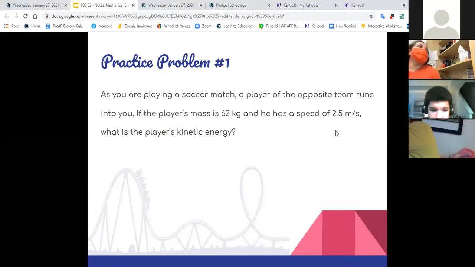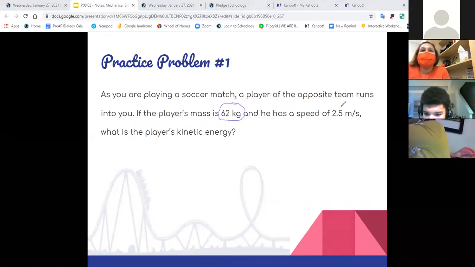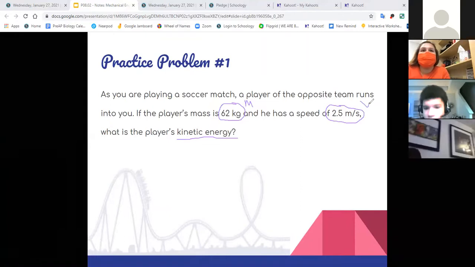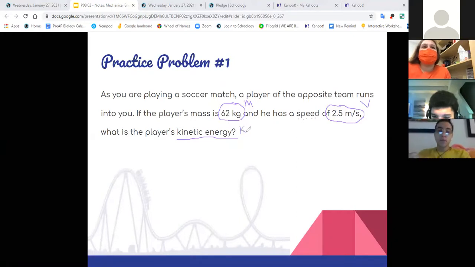All right, so let's go through this practice problem so I can show you how easy it is. As you are playing a soccer match, a player of the opposite team runs into you. If the player's mass is 62 kilograms and he has a speed of 2.5 meters per second, what is the player's kinetic energy? So mass is 62, velocity is 2.5. Remember, velocity and speed are the same thing, except velocity has direction, speed doesn't, but it can still be the same thing. And then we're looking for our kinetic energy.